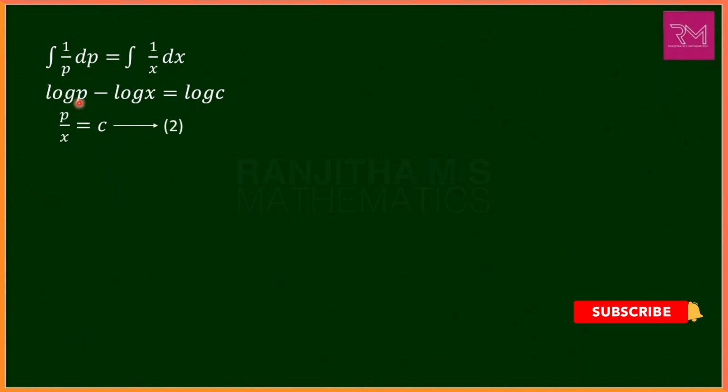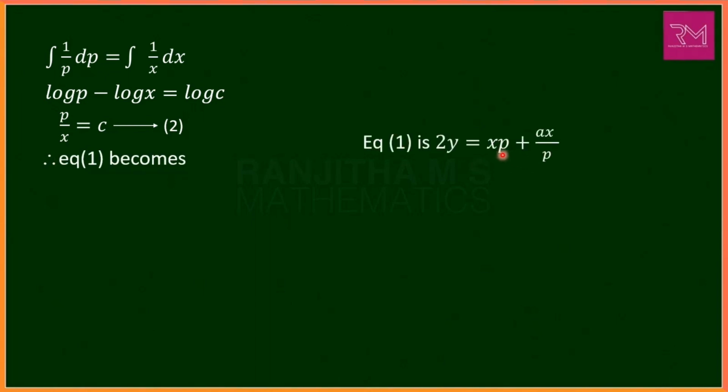So substituting this value in equation 1, that is 2y equal to xp plus ax by p, and substituting p value as x into c, we get 2y equal to x into xc plus ax divided by xc. Here x gets cancelled, multiply x inside the bracket and simplify, we get 2y equal to x square c plus a by c.